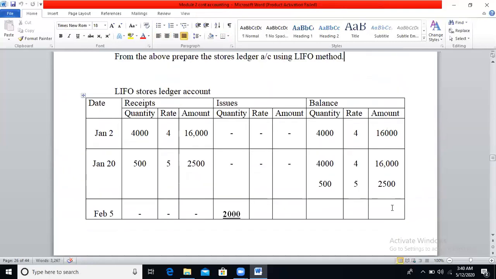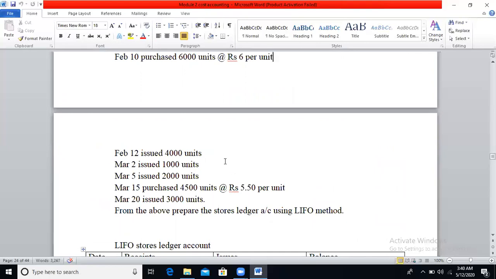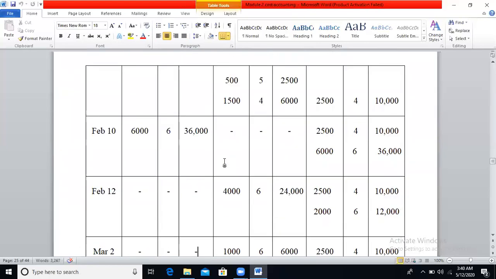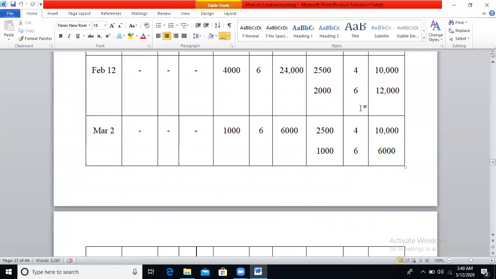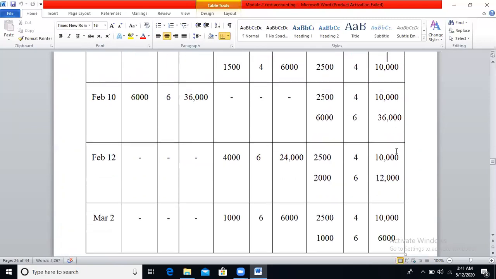So the next transaction is March 2nd, we are issuing 1,000 units. Now see the last balance in the balance column. We are having 2,000 units at 6 rupees. So out of 2,000, you will issue 1,000 units at 6 rupees. 1,000 into 6, 6,000. Still you are having 2,500 units at rupees 4. The value will be 10,000. And out of 2,000 units, you have already issued 1,000 units. The remaining balance quantity will be 1,000 units at rupees 6. So you will get the total value as 6,000.